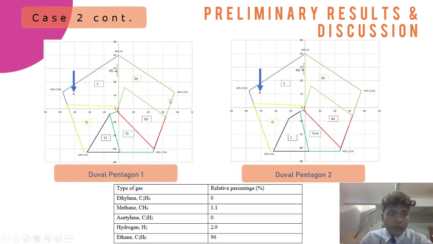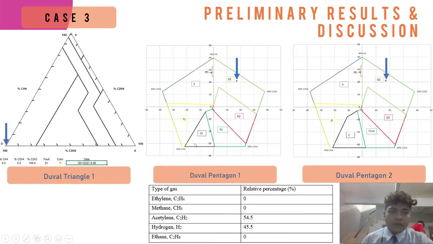Now case 2 is interpreted using Duval pentagon 1 and 2. Duval pentagon 1 indicates the fault is S, which is stray gassing. For Duval pentagon 2, it also indicates the fault is S.